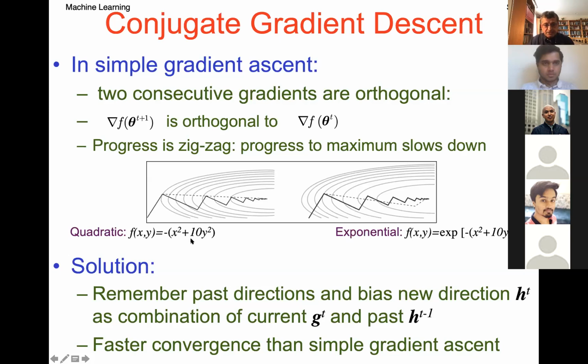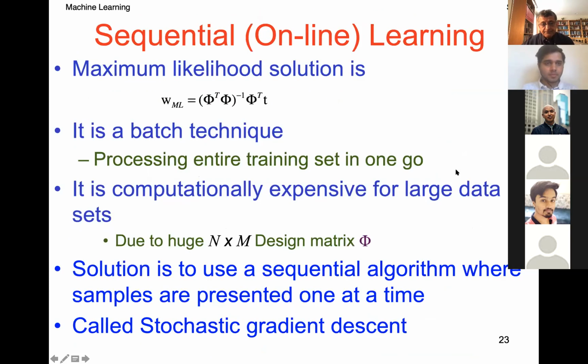There's a bit of mathematics involved here. It says, remember the past directions and bias new directions as a combination of the current gradient G and the past direction H. So it is a clever method that remembers how you're going, although you're skipping like this and like that. So you're proceeding along here, then let's continue along the trajectory and jump all the way and see what we need to do. That's pretty clever. Progress is zigzag, and that zigzag is kind of eliminated.